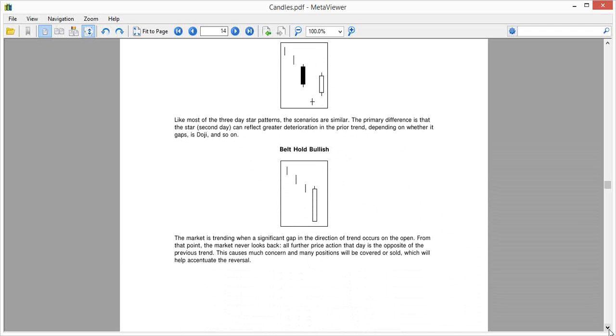Okay, so a belt hold bullish. The market is trending when a significant gap in direction of the trend occurs on the open. From that point, the market never looks back. All further price action that day is in the opposite of the previous trend. This causes much concern and many positions will be covered or sold, which will help accentuate the reversal.